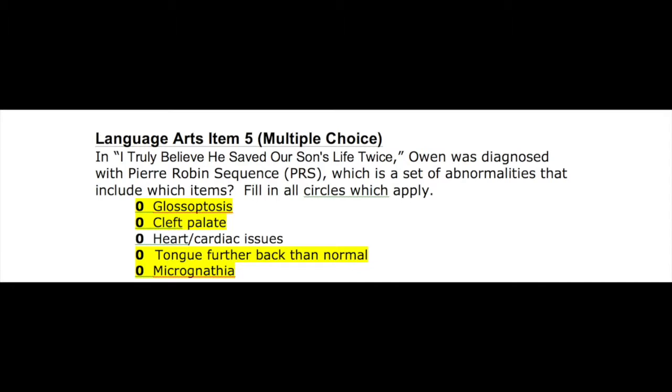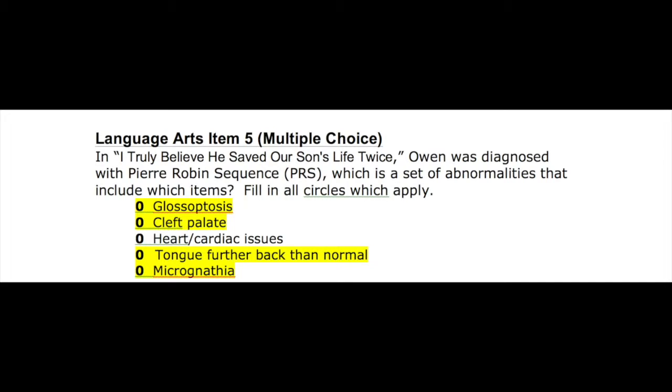Fill in the circles which apply. All of them are correct except for the third one. It asks us to mark off every single one that's correct. All of them are correct except for the third one. So if you only marked the first one and the fifth one, you got to make sure you mark all of them except for the third one.